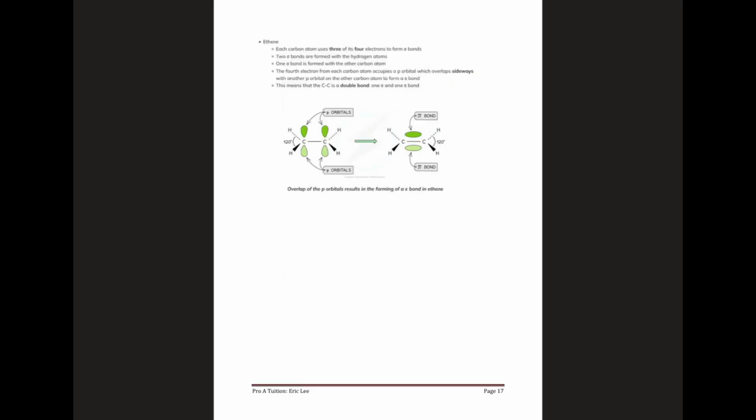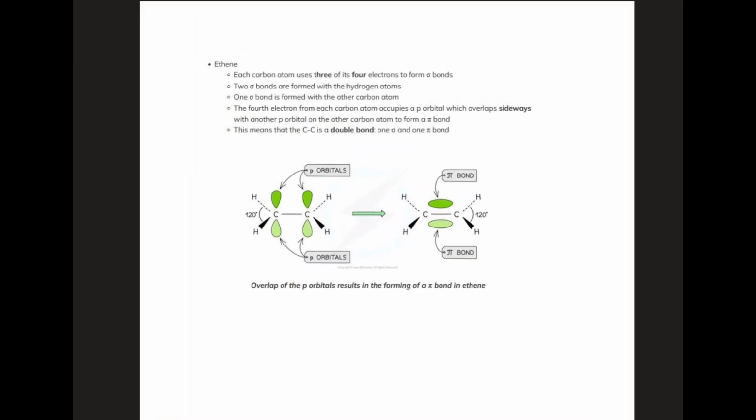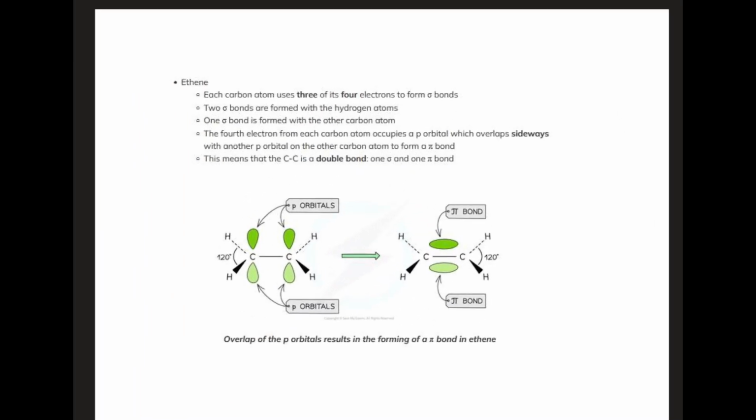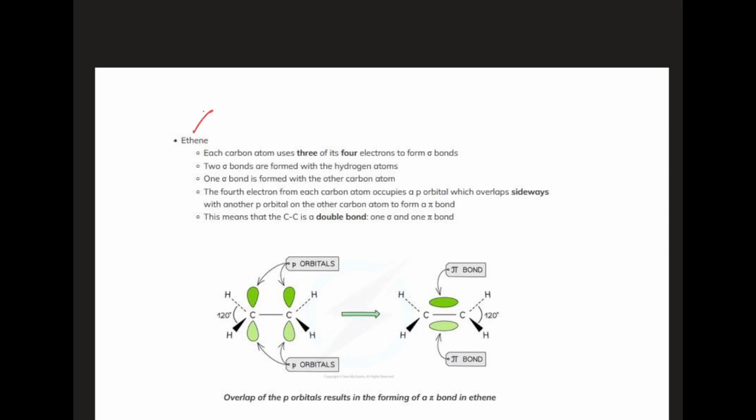Okay, now the next one. Ethene. Ethene, you know, is an alkene, C2H4. My suggestion, you draw it out first.